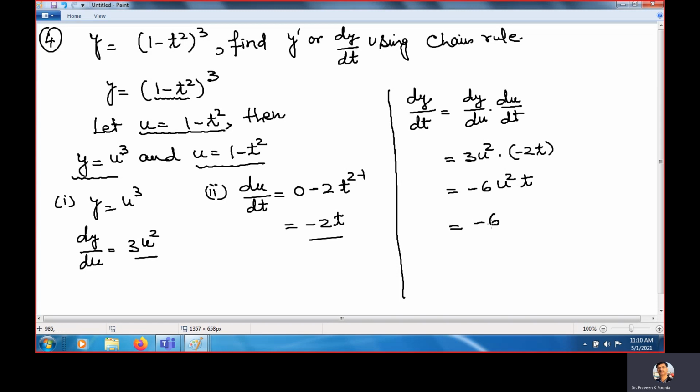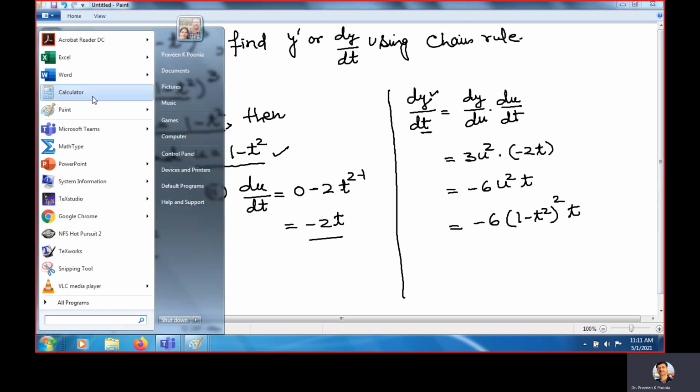But u is there. You need to write the value of u. So it is minus 6 into (1 minus t square) to the power 2 into t. This is the answer. So in the end, you need to put the value of u, because the differential of y is with respect to t. So in the answer, there should be no u. This thing you need to remember.